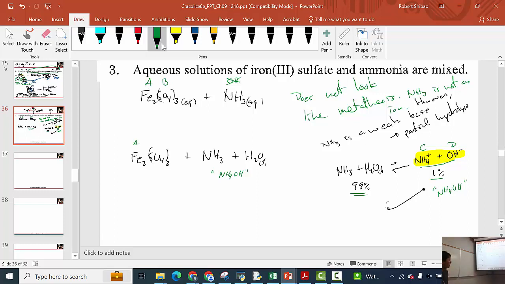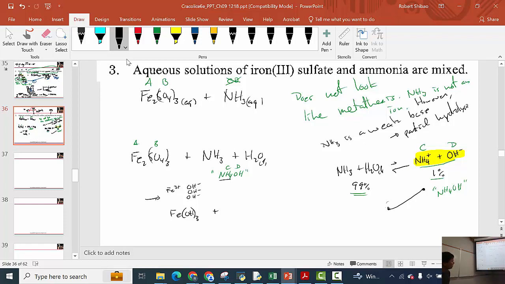And so what we're going to do is go AB plus CD. So we're going to have A, the iron 3, with D, hydroxide. And so if I take iron 3 and hydroxide, what's the correct formula? What's the charge on hydroxide? Negative. How many hydroxides will I need to balance out the positive charge? I'll need 3 hydroxides. And so I should form iron 3 hydroxide, which will be Fe(OH)3.